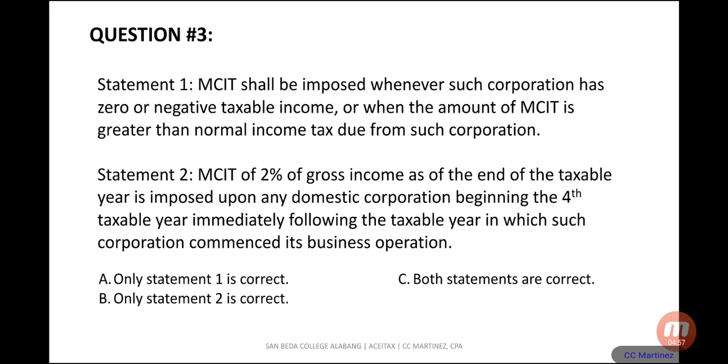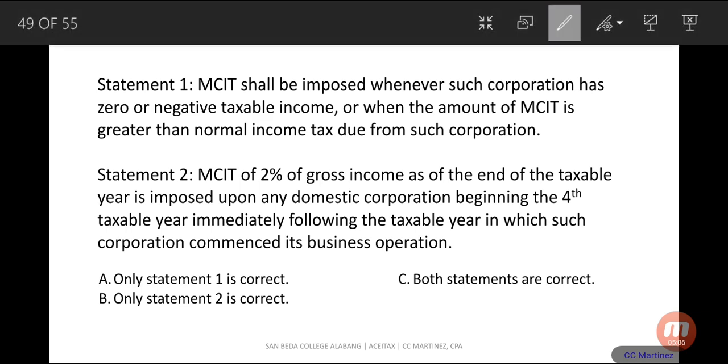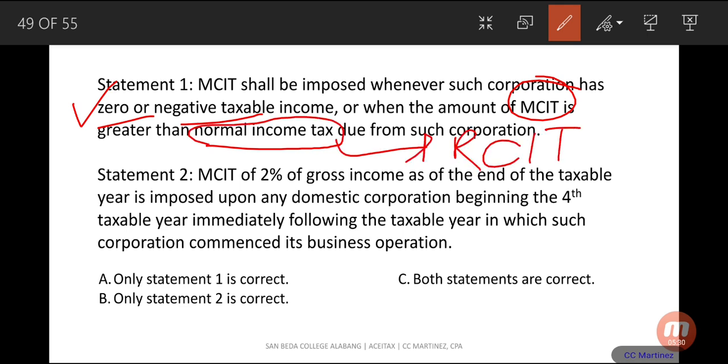So, ang correct answer is both statements are correct. So, bakit both statements are correct? So, dito sa statement 1 natin, ayan. So, MCIT yung ginagamit natin whenever the corporation has zero or negative taxable income or mas higher yung computation ng MCIT compared sa normal income tax due. When we say normal income tax, nagpe-pertain din siya sa RCIT na tinatawag natin.